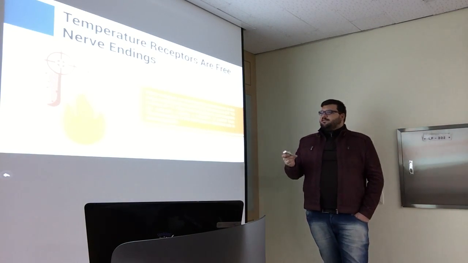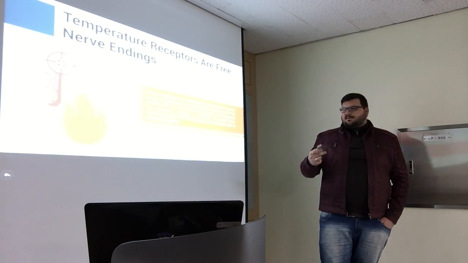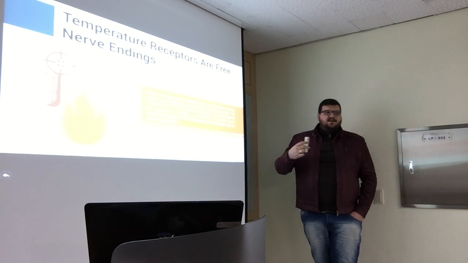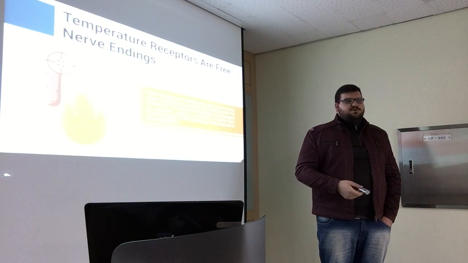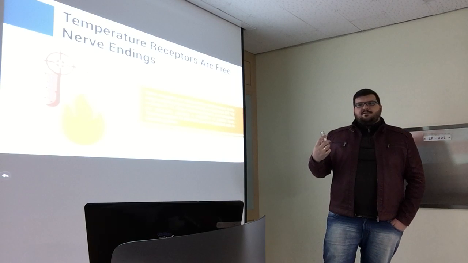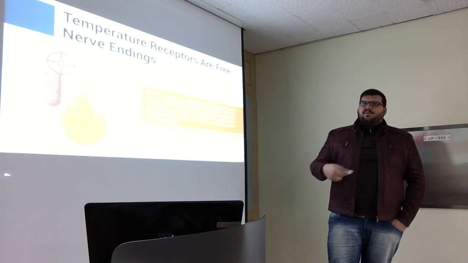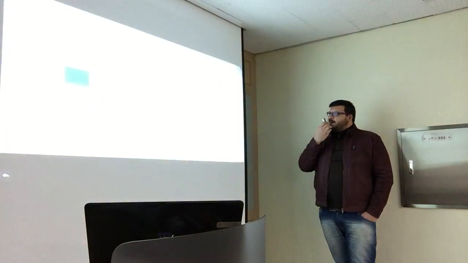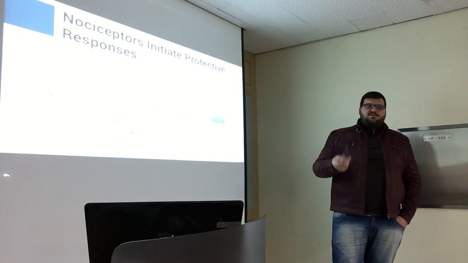But above 45 degrees, they will activate pain sensors, pain neuron receptors, that will send information to the brain that some kind of injury can damage your skin or tissue. So it will pass from just a sensor and will release some kind of pain. So you need to make some response to not get injury in the tissue. So then nociceptors initiate protective responses.